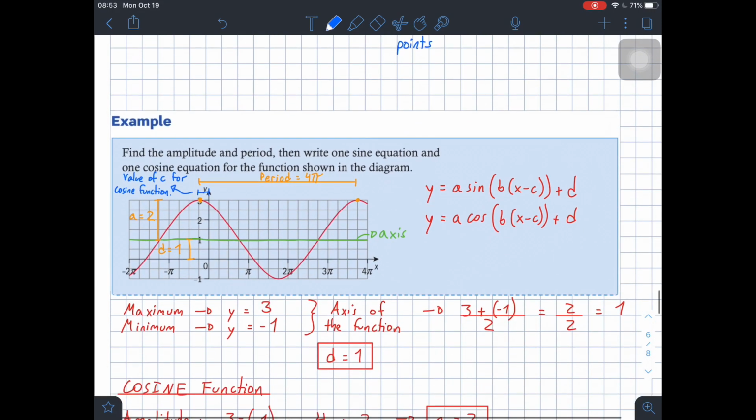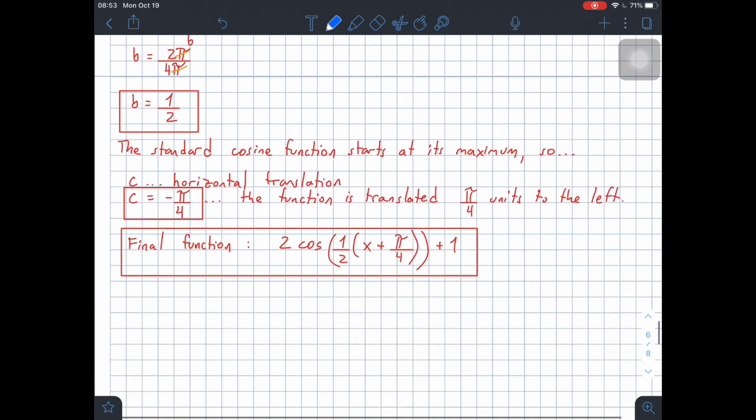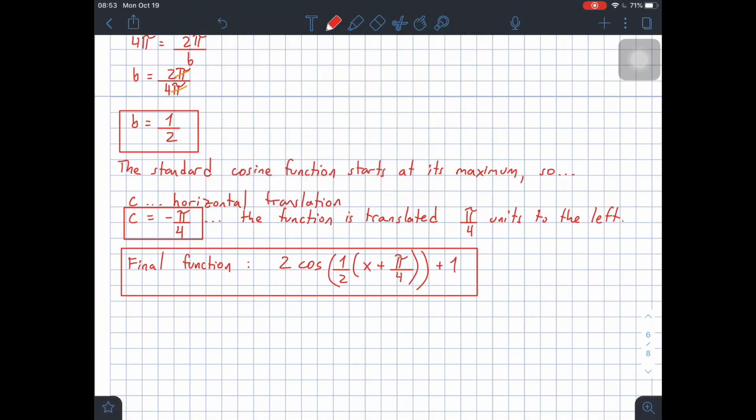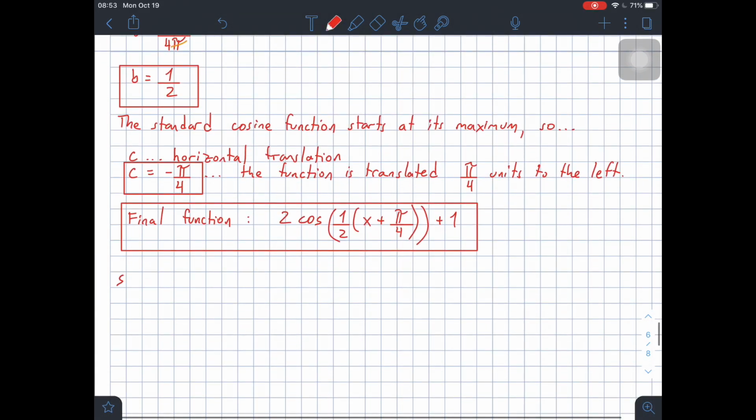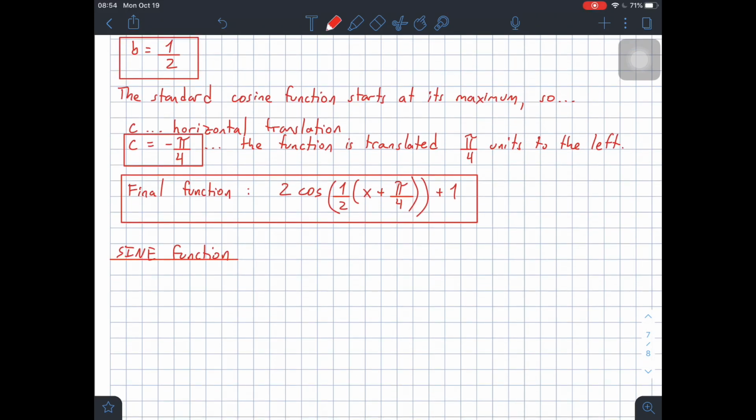Okay, so finally, this video got a little bit long, but I need to finish this. So finally, we need to find now the sine function. For the sine function, we're going to do exactly the same thing, and actually you should see that all of the letters except C are the same.